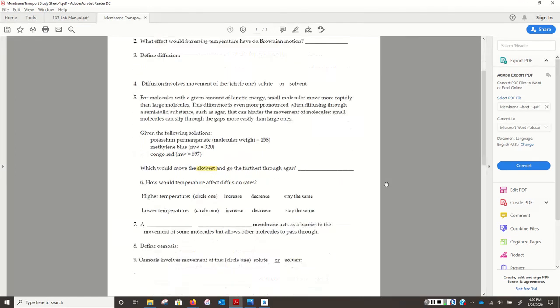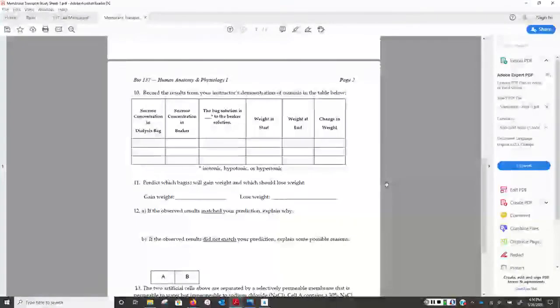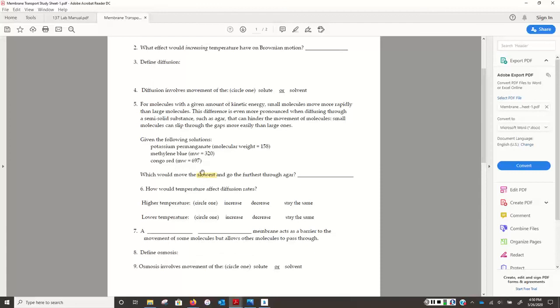Now you should be able to answer these questions on this sheet based on everything talked about so far. I do want to point out something that I've got highlighted here in this image. For number 5, it looks like it's looking for one answer, and I think it was a typo. So the way that it's written, there should be 2 answers here. One says, which of these items would move the slowest? And it also asks which would go the farthest.